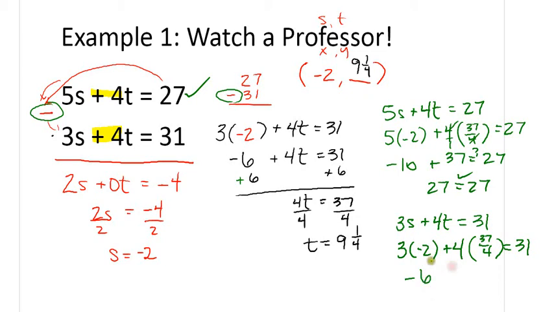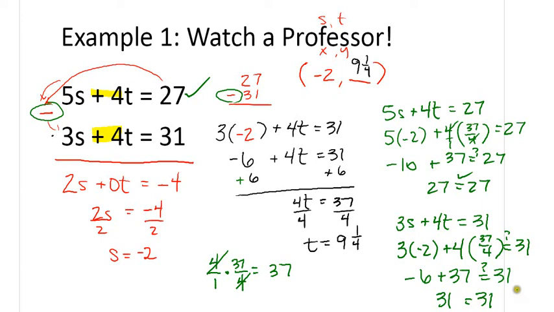Again, I'm going to do this off to the side here. The 4 over 1 times 37 over 4. These factors of 4 cancel, leaving me with 37. So negative 6 plus positive 37, does that equal 31? Well, yeah, it does. So 31 equals 31. Huh. I was really doubtful that was going to work out that way. So here I have my solution is negative 2 and 9 and 1/4, and I've checked it to make sure that's the right work.